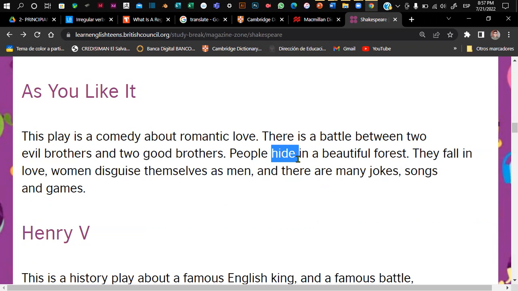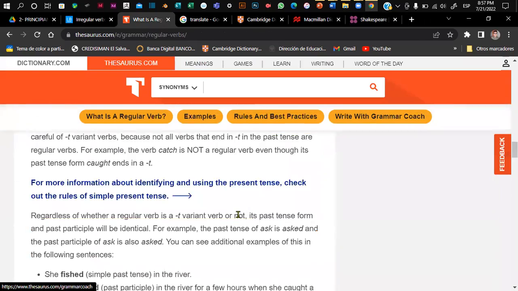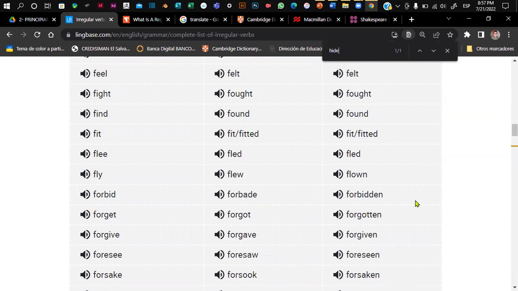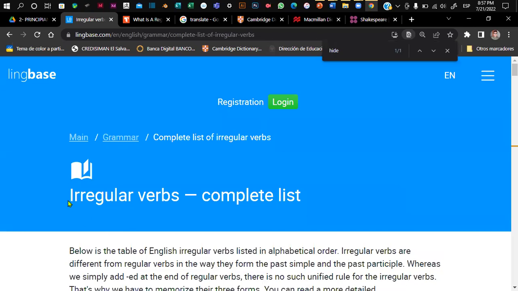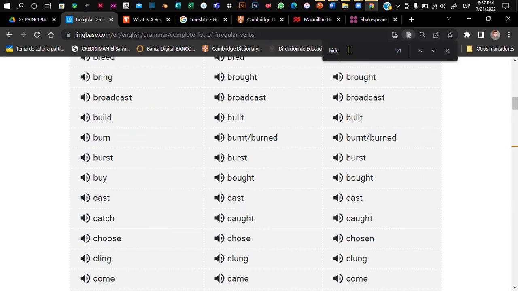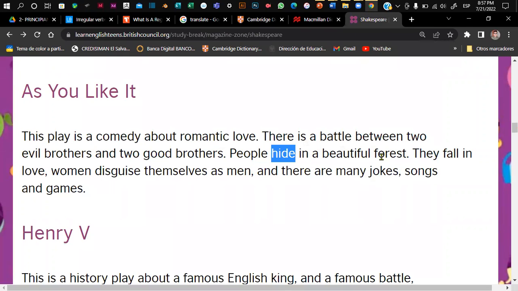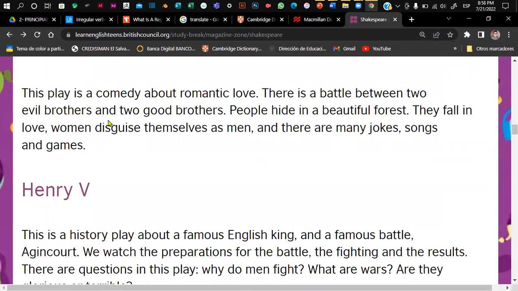Okay, hide. What is that? What is hide? Oculta. Ocultarse or ocultar. Okay, regular or irregular verb? Regular. Okay, let's see. This is about the rules. This is the irregular. Let's see if I can find it. Hide is irregular. I found it in the irregular verb list. Okay, simple past. Hid. Okay, is irregular. People hide in a beautiful forest. Repeat, forest. They fall in love.